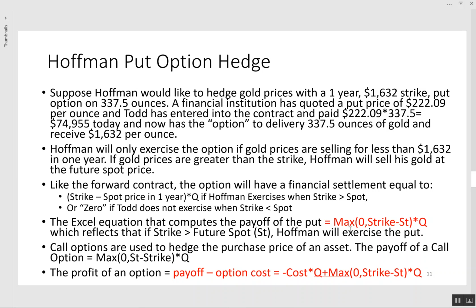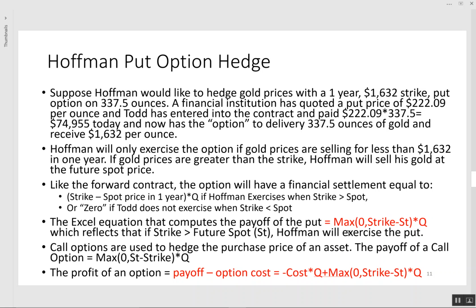Now, how we model that for Todd Hoffman, the seller of the gold that bought the put option, is we say he will get the maximum, the greater of either zero or the strike minus the spot price at maturity, times the quantity. Now, this is a mathematical trick: if the strike minus ST is negative, in other words, Todd would lose money by exercising, it just uses the zero. However, if the strike is greater than the spot price, that's when Todd will exercise and he gets the strike price minus the spot price times the quantity.